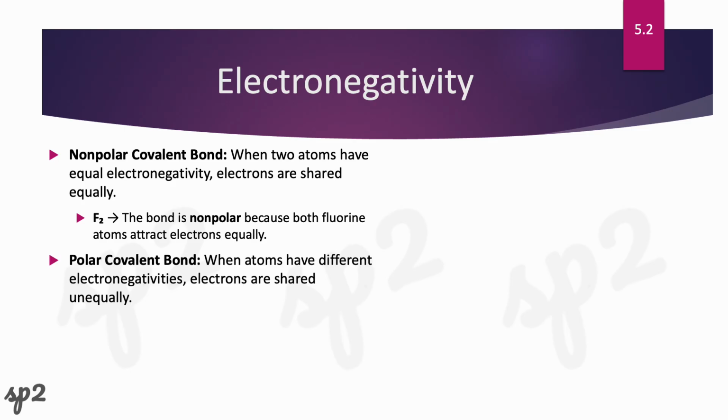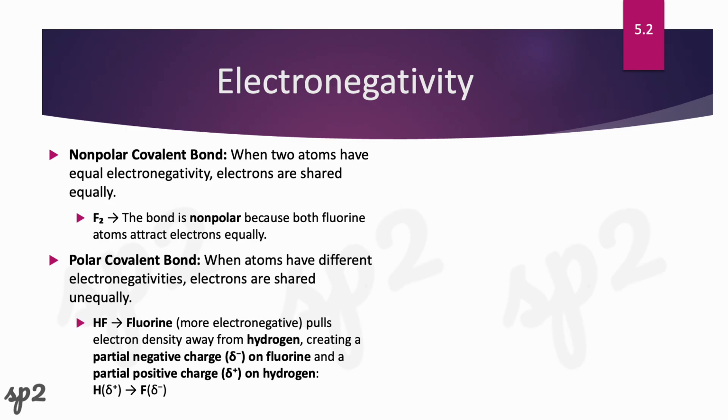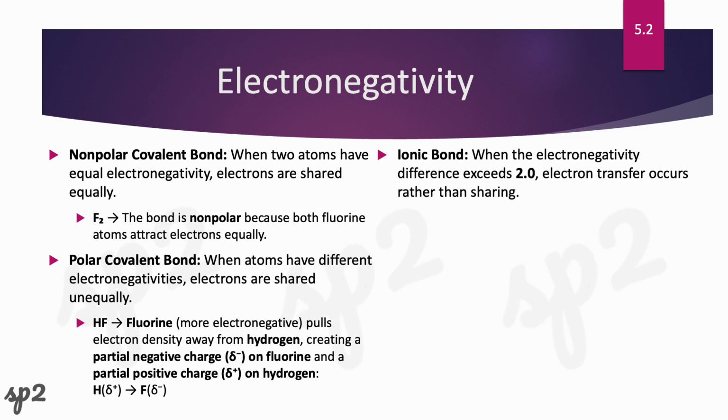But if I have a polar covalent bond, the atoms now have different electronegativity, and therefore we're going to have uneven sharing of electrons. For example, for HF, fluorine with more electronegativity pulls the electron density away from hydrogen, and therefore creates a partial negative charge on fluorine and a partial positive charge on hydrogen. So the partial charges represent the polarity of the bond between these two.